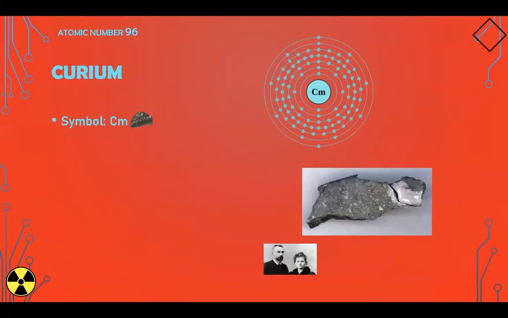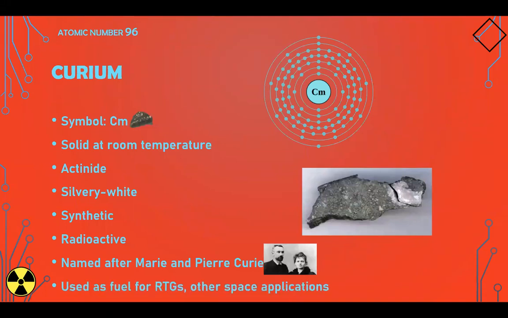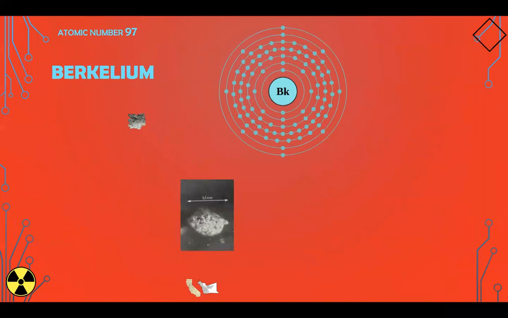Curium, named after Marie Curie, and curium symbol is Cm. It's a solid at room temperature, it's an actinide, it has a silvery white color. Curium is synthetic, it's radioactive. Curium is named after Marie and Pierre Curie. And yeah, their names are pronounced like that. Curium is used as a fuel for RTG appliances and other space applications. Pretty cool.